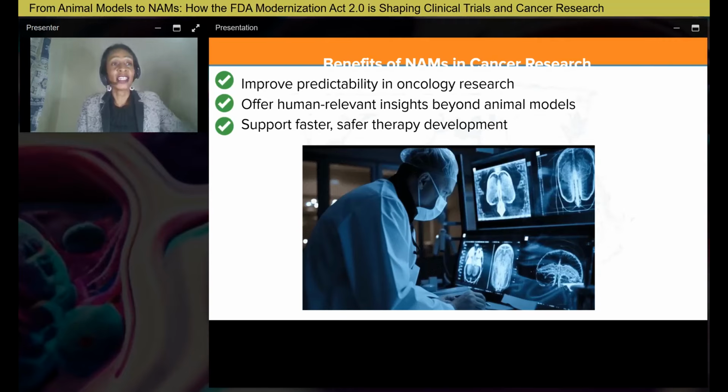So with all this, I think the benefits of NAMs in cancer research should be quite obvious. For one, they improve predictability in oncology research, and we have seen this with in silico modeling, where researchers are able to pressure test thousands of ideas digitally. Two, this offers human relevant insights beyond animal models. And we have seen this captured very well through the use of organoids as well as organs on a chip. And lastly, NAMs support faster and safer therapy development.